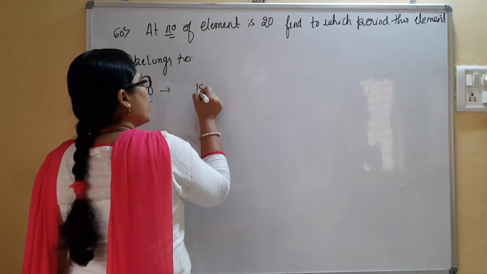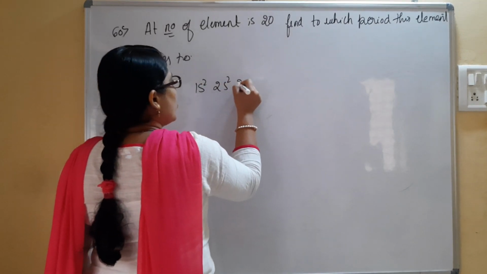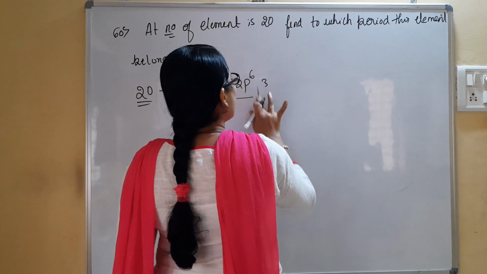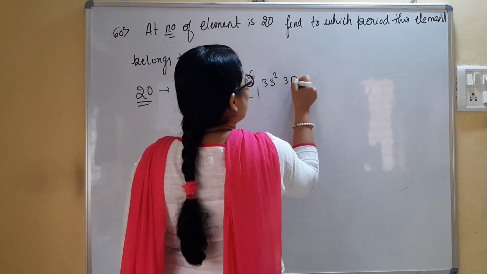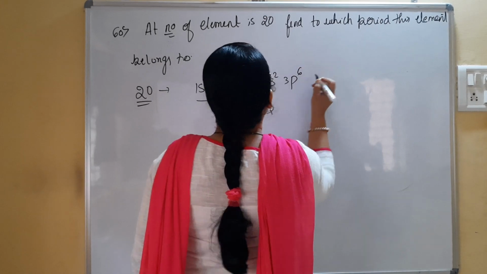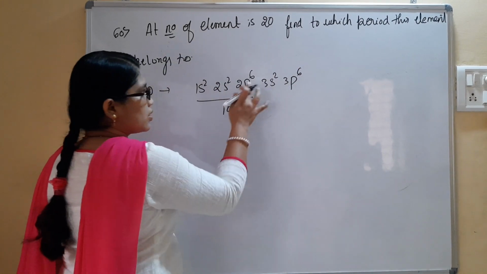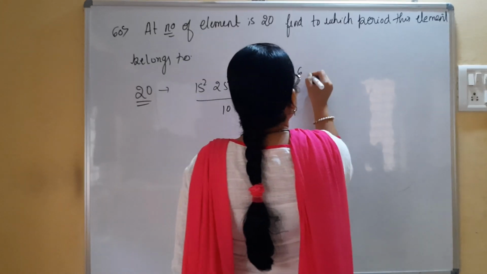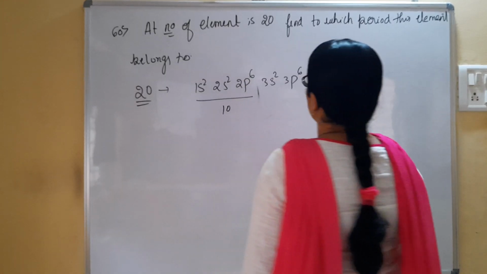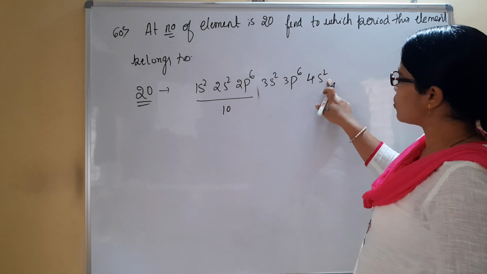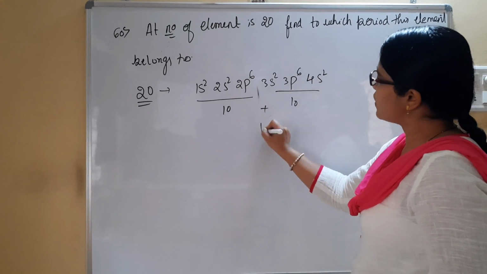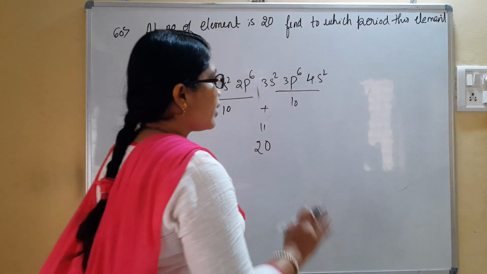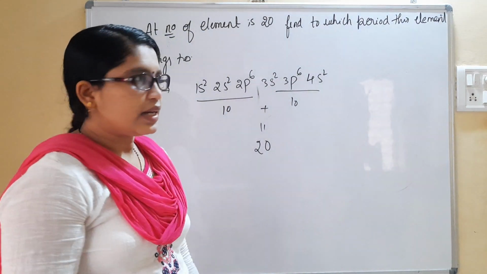Fine. So 1s2, 2s2, 2p6, then 3s2, 3p6. From here it is 10: 6 plus 2, 8 plus 2, 10. Then I have 16. Then I have 4s2. Yes or no? 10 plus 10 is equal to 20. Right? So I have explained this in class in detail.